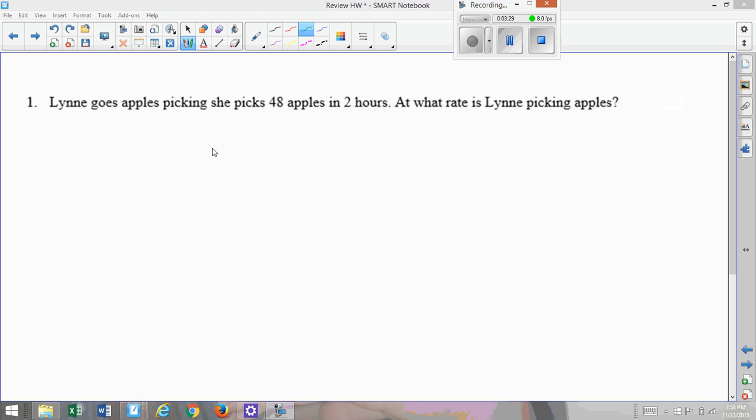Then goes apple picking. I think it's apple picking. Anyways, she picks 48 apples in 2 hours. At what rate is Lynn picking apples? They're asking for the apples per hour. That's the rate. So 48 apples in 2 hours equals, you would divide both by 2, and you get 24 apples per 1 hour.